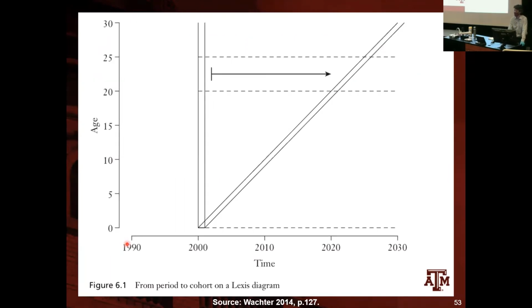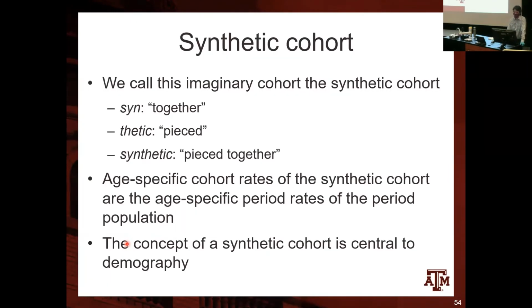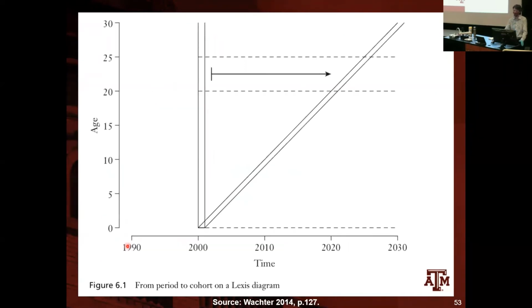Any questions? I know that this part is more technical, but the Lexis diagram is a really central feature in demography, and it allows us to understand period, cohort, and age variation over time, right? So it's really good to know this diagram.